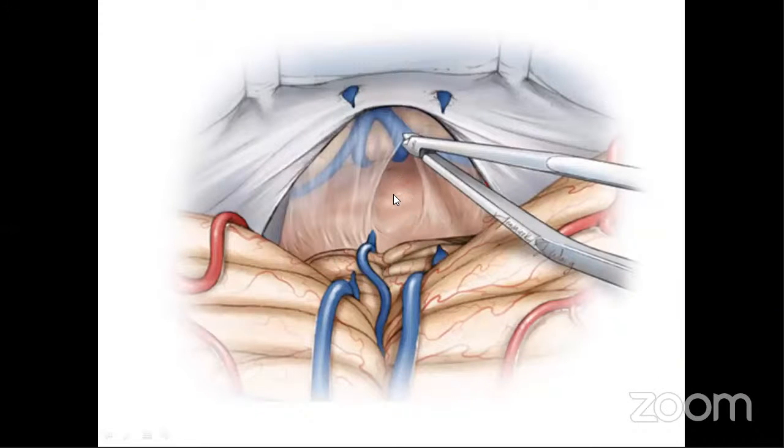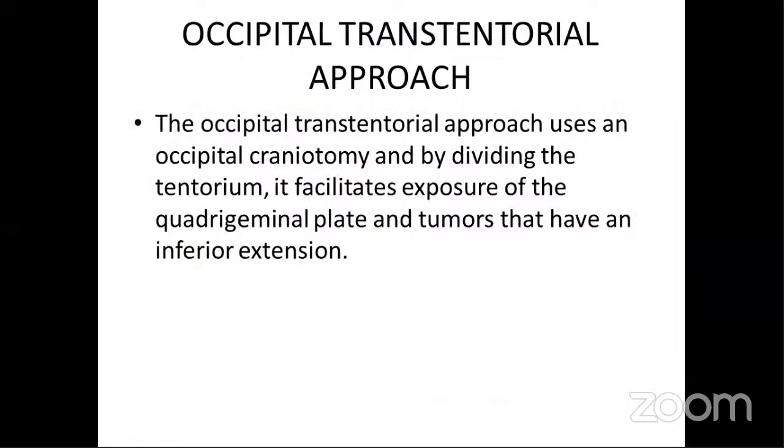You start the intracapsular debulking of the tumor and then you slightly peel the capsule carefully from the adjacent structures. In this manner you are done with your infratentorial and supracerebellar approach. Now, if you combine this occipital craniotomy with the transtentorial approach, it is basically used to get exposure to quadrigeminal plate tumors and tumors of the pineal region with inferior extension.